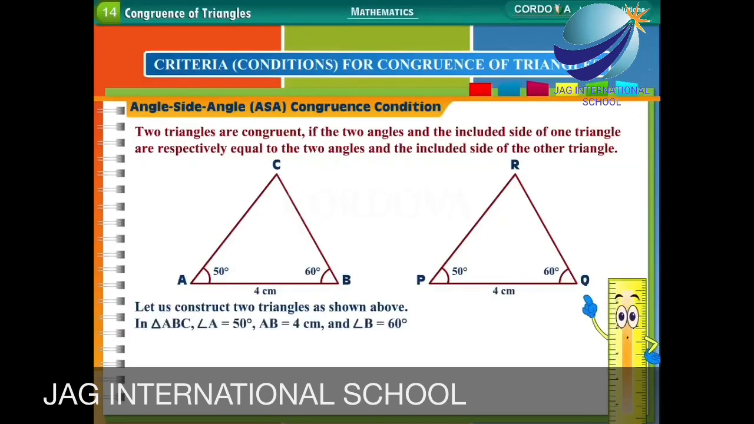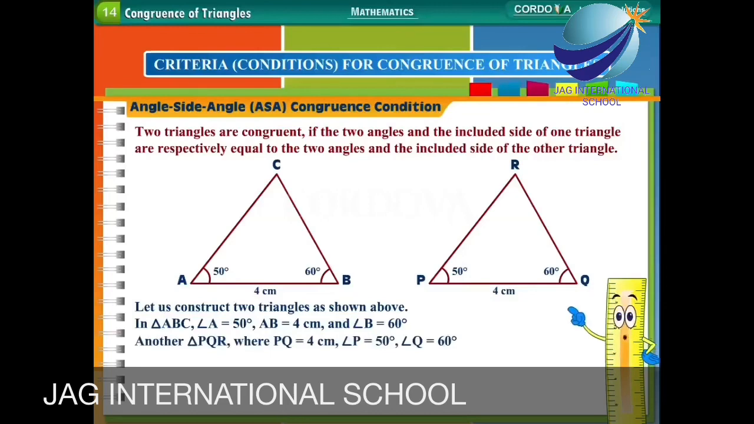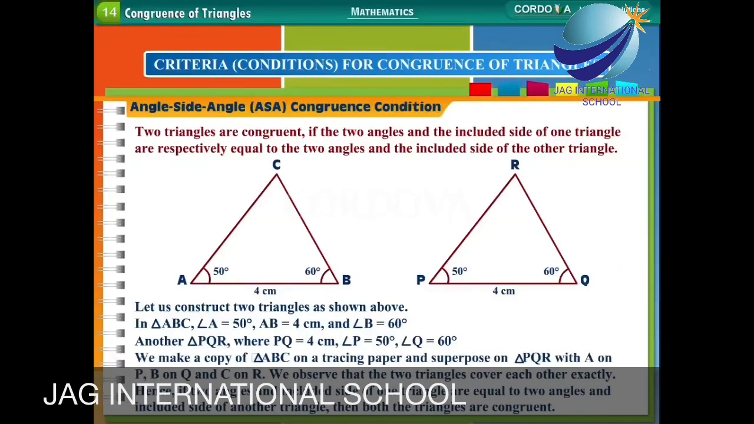In triangle ABC, angle A is equal to 50 degrees, AB is equal to 4 cm, and angle B is equal to 60 degrees. Another triangle, PQR, where PQ equal to 4 cm, angle P equal to 50 degrees, angle Q equal to 60 degrees. We make a copy of triangle ABC on a tracing paper and superpose on triangle PQR with A on P, B on Q, and C on R. We observe that the two triangles cover each other exactly.